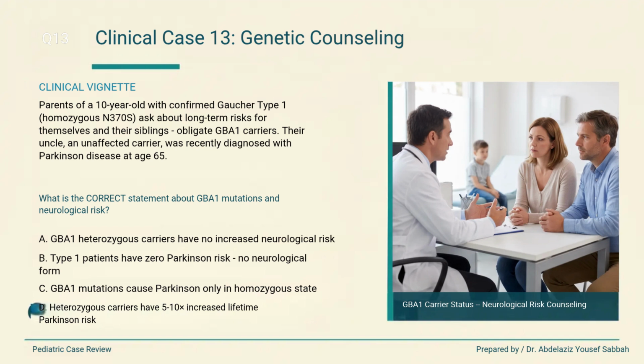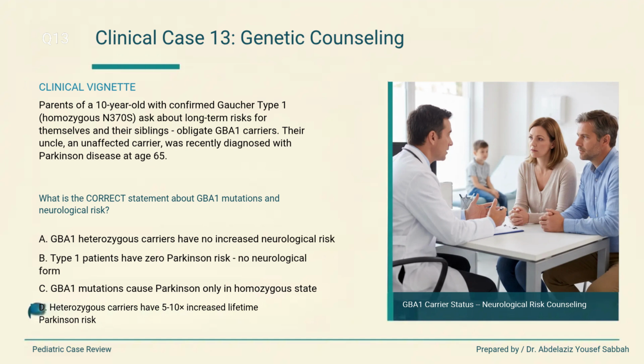Clinical Case 13. The parents of a 10-year-old with confirmed Gaucher type 1 with a homozygous N370S genotype ask about long-term risks for themselves and their siblings who are obligate GBA1 carriers. Their uncle, an unaffected carrier, was recently diagnosed with Parkinson's disease at age 65. What is the correct statement about GBA1 mutations and neurological risk?